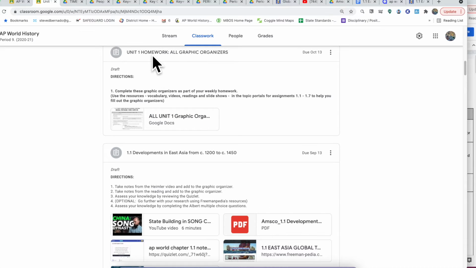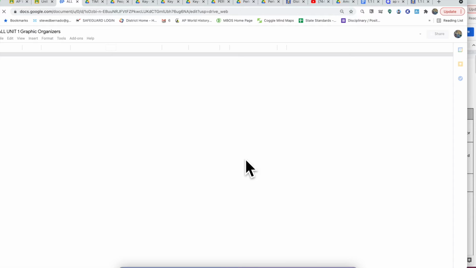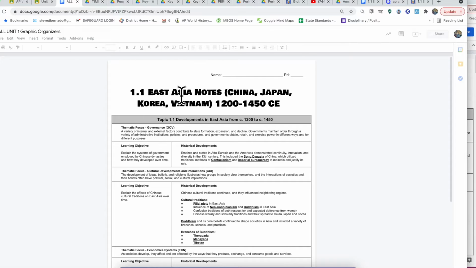Unit 1 homework, all graphic organizers. When you click on this, it's going to open up the graphic organizer for all 6 of the Unit 1 homework topics. And to complete 1.1, you would only have to complete the section identified as 1.1. Let me show you what I'm talking about. So this will open up and you will see 1.1.